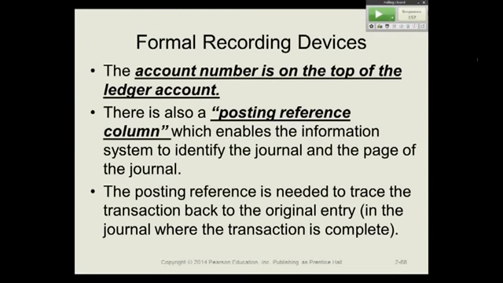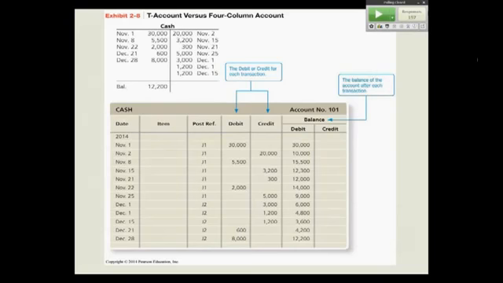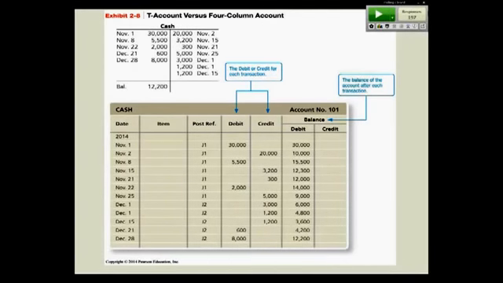I need to know where the transaction came from, the journal, and I need to know where it was posted, what account it was posted to. So you have to have posting references. Now, if you look at the cash account, it's an informal T account, but notice when you look at this 4-column account, there's your first transaction. The first transaction is going to be for the investment by the owner. That was a debit to cash and a credit to stockholders' equity.